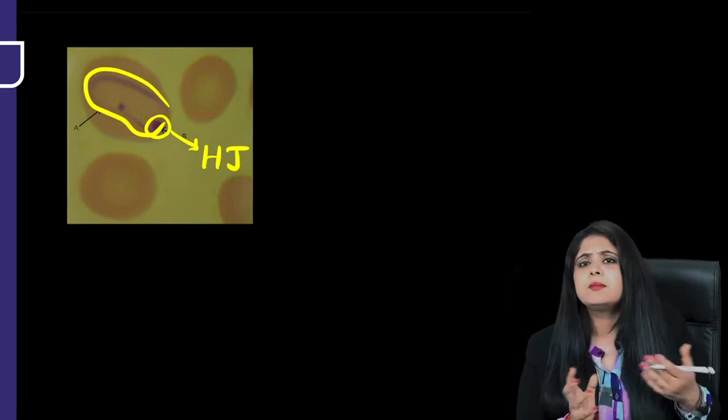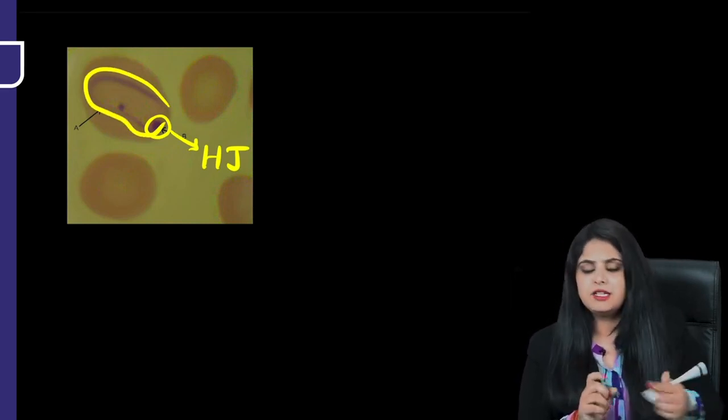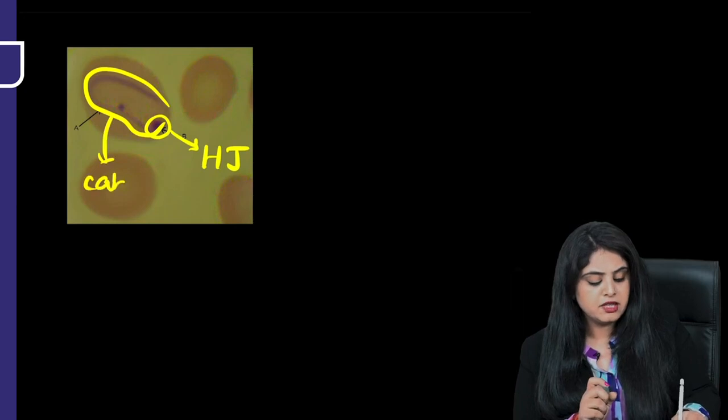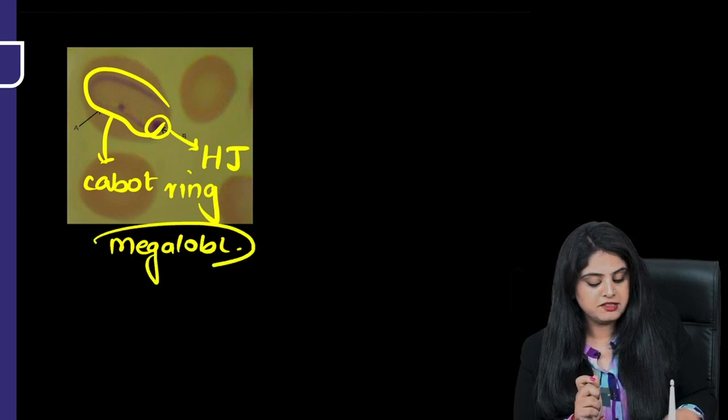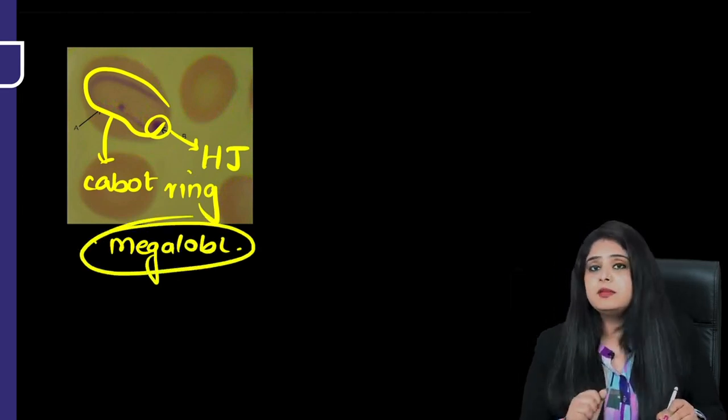It's not necessary that it will always be a figure of 8. A ring can be of any size and shape, right? So this must be the Cabot ring. So in the same RBC, I'm seeing the Howell-Jolly body and the Cabot ring. This must be a case of megaloblastic anemia. Megaloblastic anemia is not over.